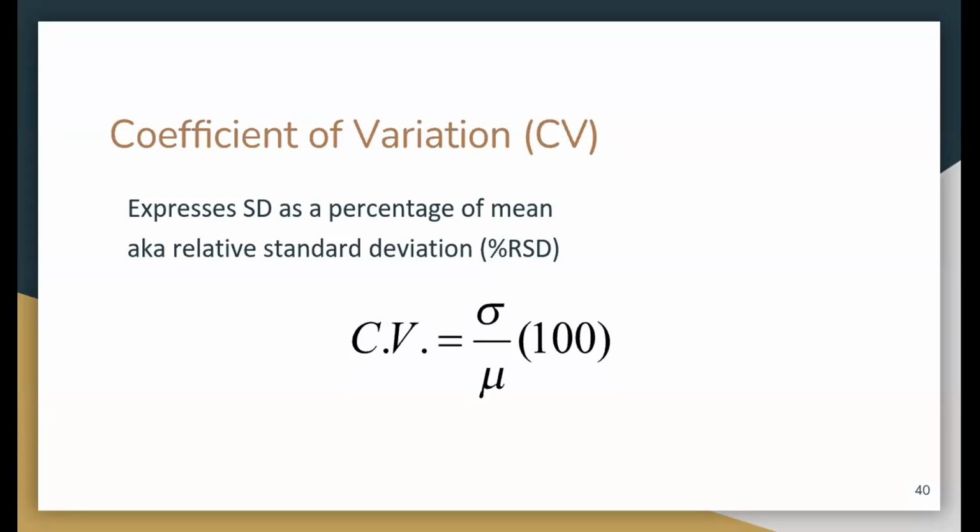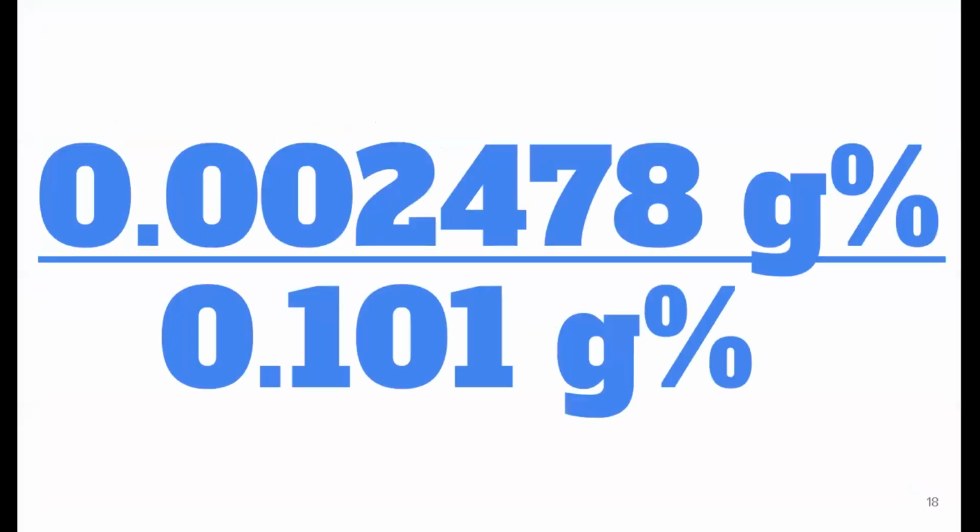I don't love this formula because I think it's a little misleading. You're not really multiplying by 100. You're actually just showing that decimal as a percentage. But nonetheless, you get the same thing. You get the idea here.